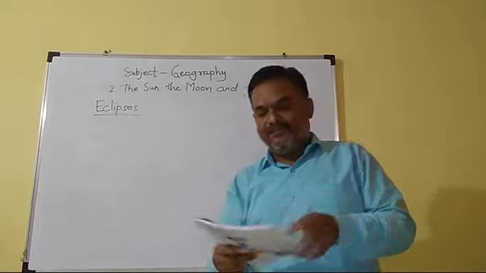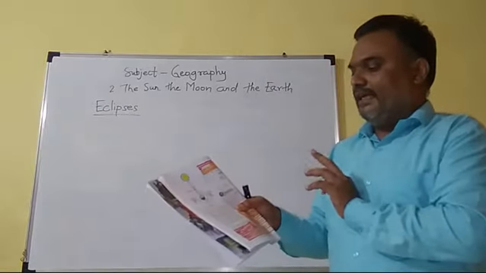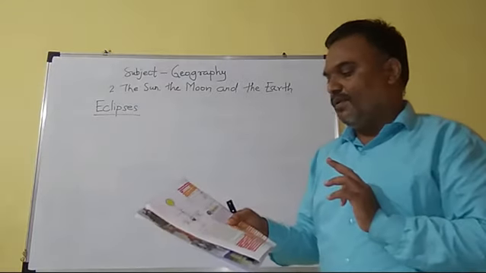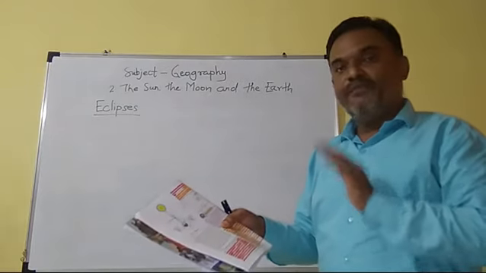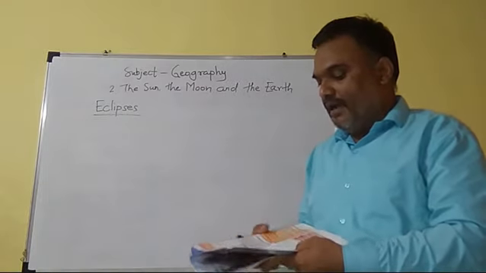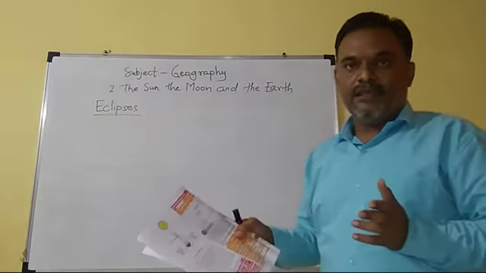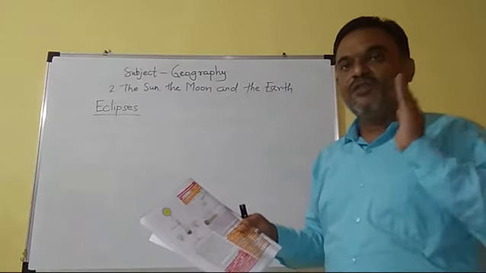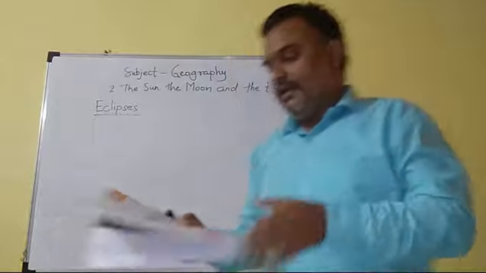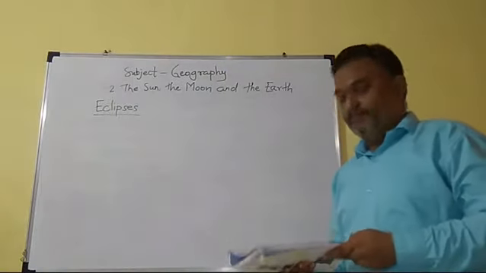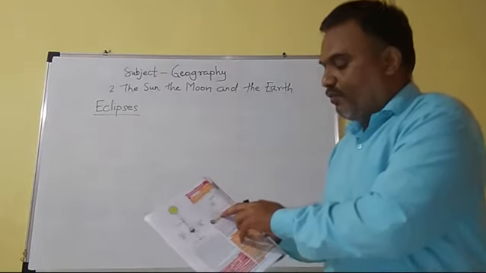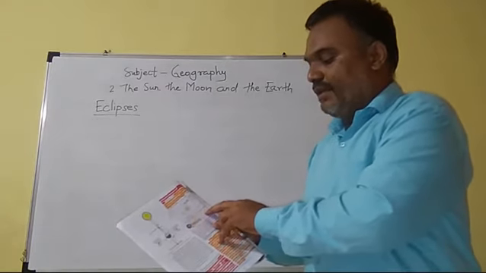You see figure 2.3. Now we are going towards figure 2.4. Angles between the planes of orbits, the orbit of the moon and the orbit of the earth. Now, the orbital path of the earth. You see figure 2.4, angles between the planes of orbits.